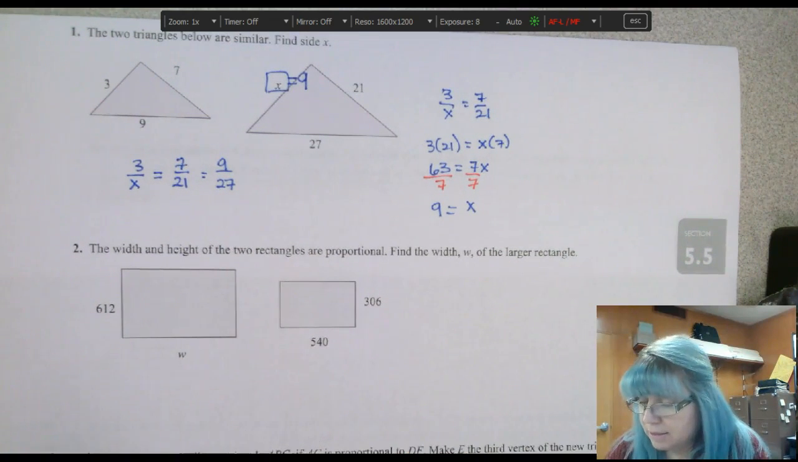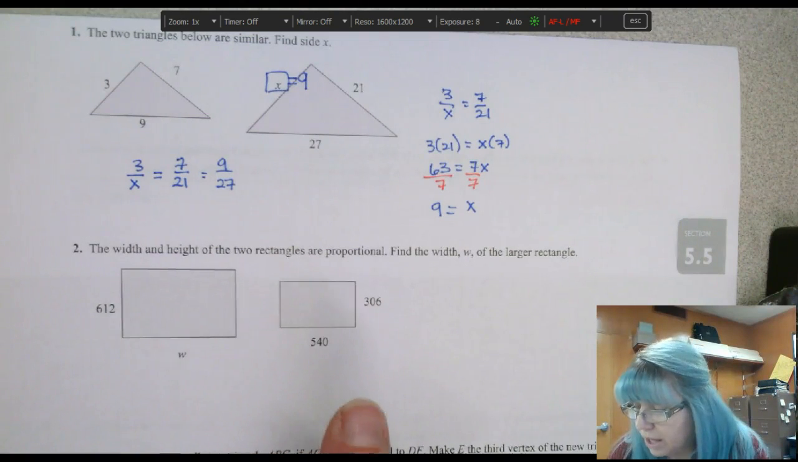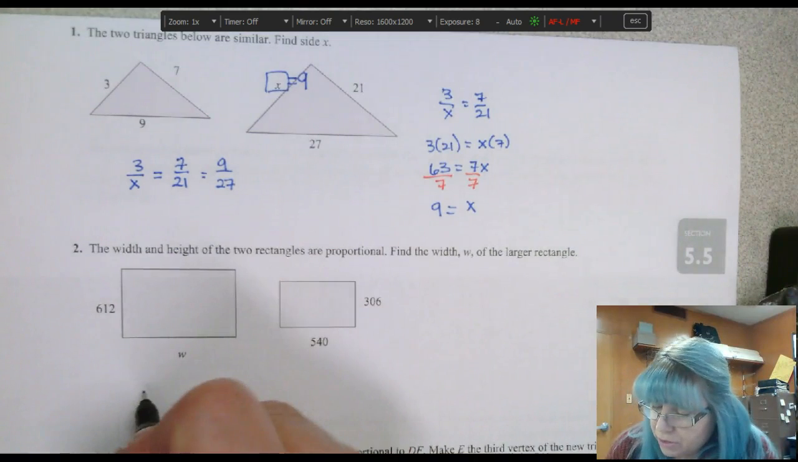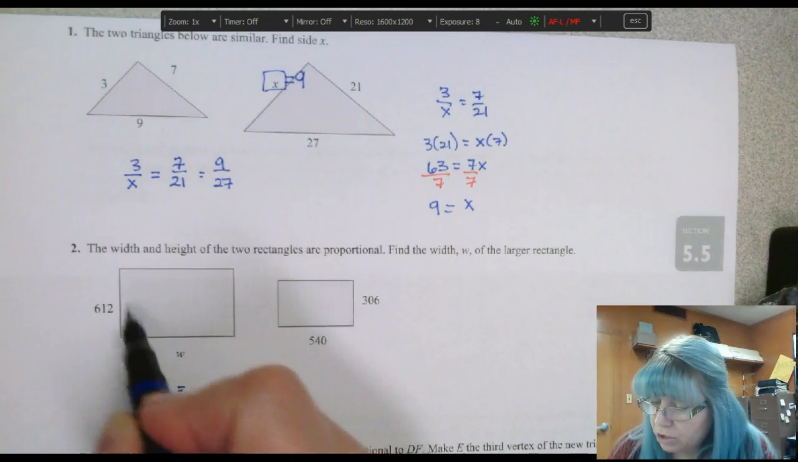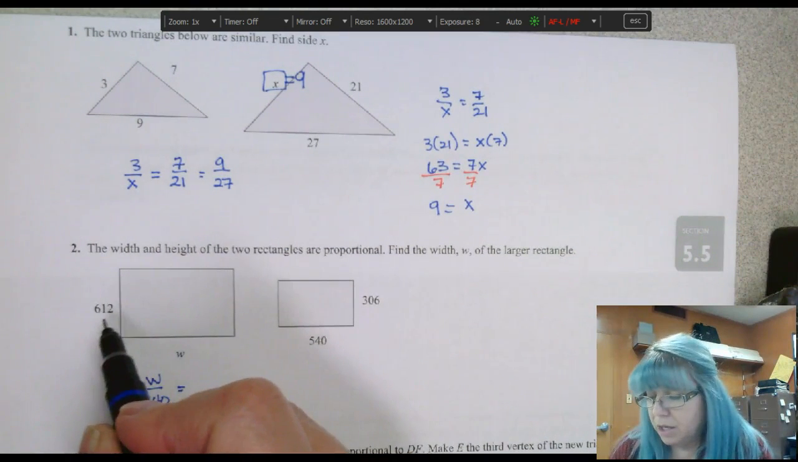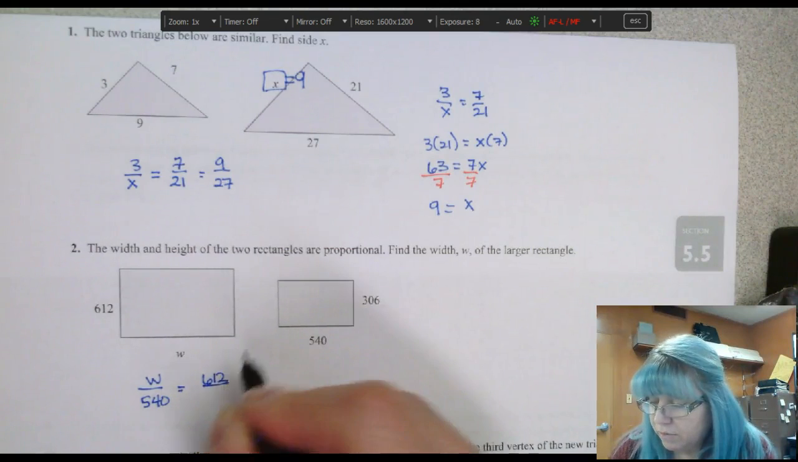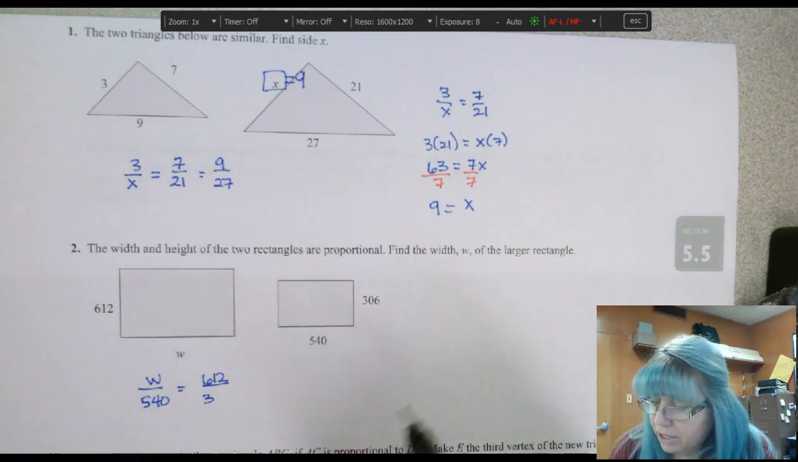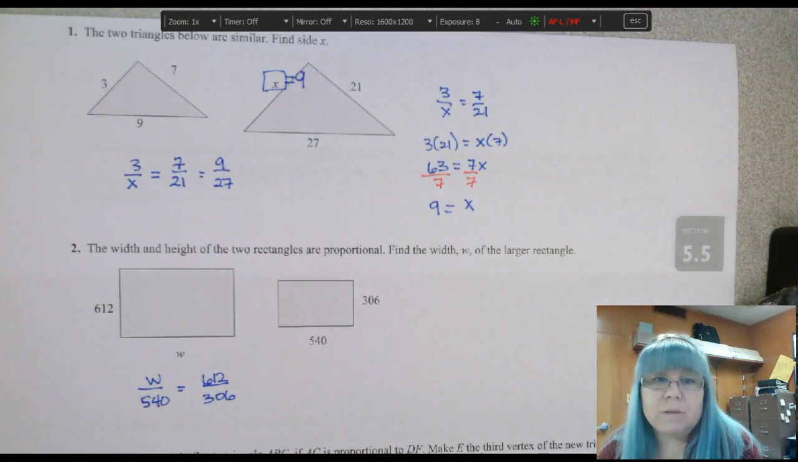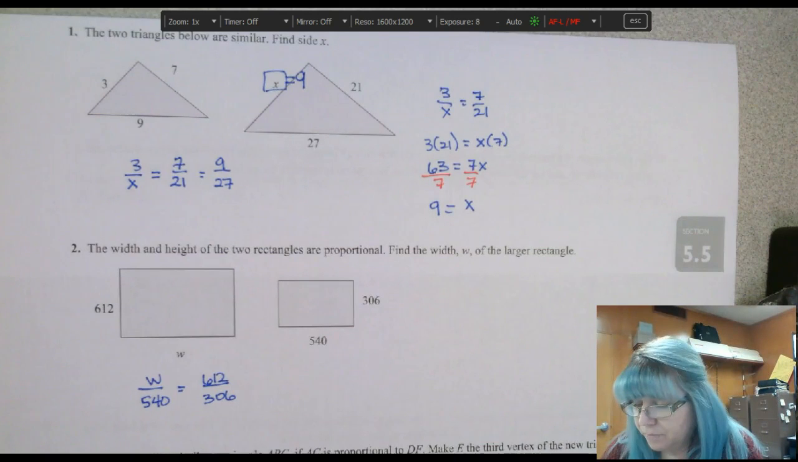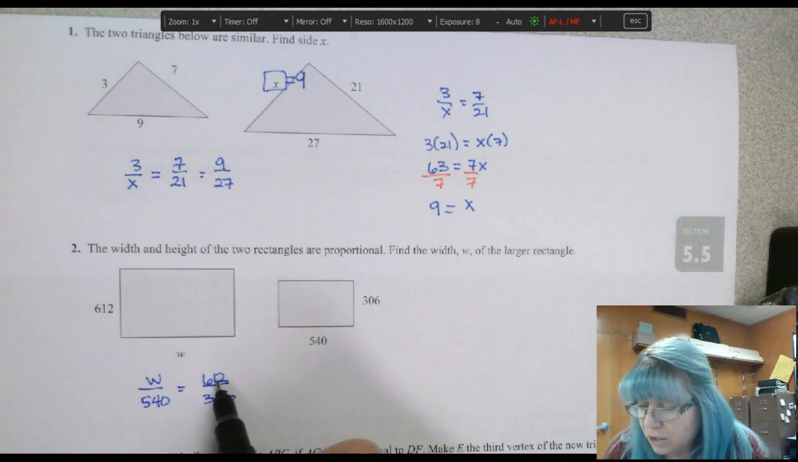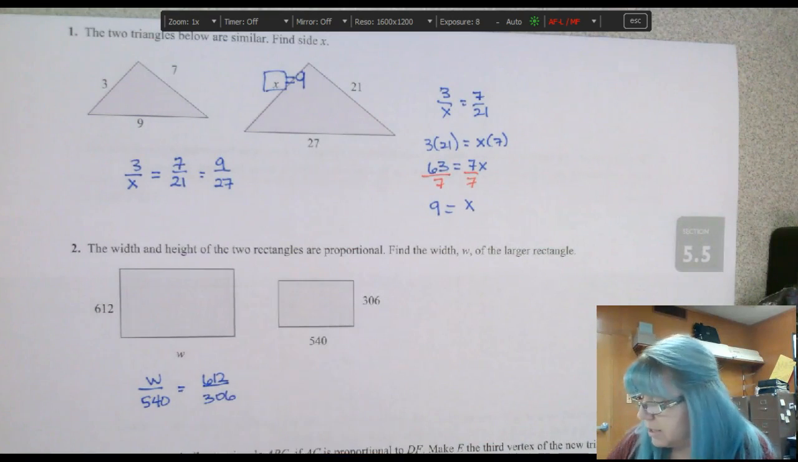So let's try it again. This time with rectangles. Right? Again, we want to make sure that the width goes along with the width and the height goes along with the height. So they are proportional. So the width will go along with the width, 540. The height, and I'm staying with the larger one, will be the numerator. So 612 over 306. Now before I do some math, maybe I can reduce a little bit. Okay? 306 does go into 612, therefore I can reduce it.